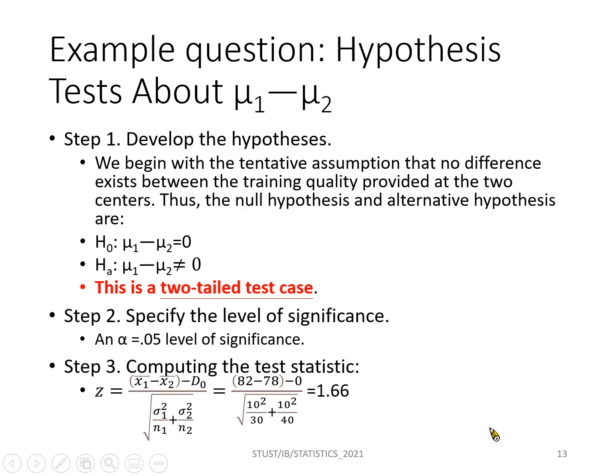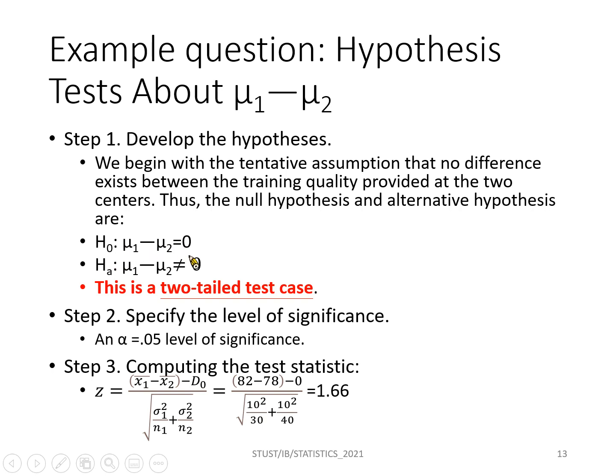So follow the steps we learned before to do the hypothesis test. The first one, remember, is to develop the hypothesis. Based on the question, you would like to know whether the two training centers have a significant difference between them. So here we can write the null hypothesis and the alternative hypothesis like this. That is mu1 minus mu2.